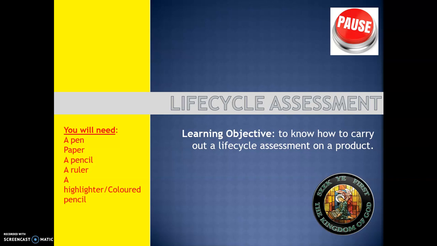Before we get started, can you please make sure you have a pen, paper, pencil, ruler, and a highlighter or another coloured pen or pencil for self-assessment. Can you also pause this recording for 10 seconds and write down the learning objective: to know how to carry out a life cycle assessment on a product.